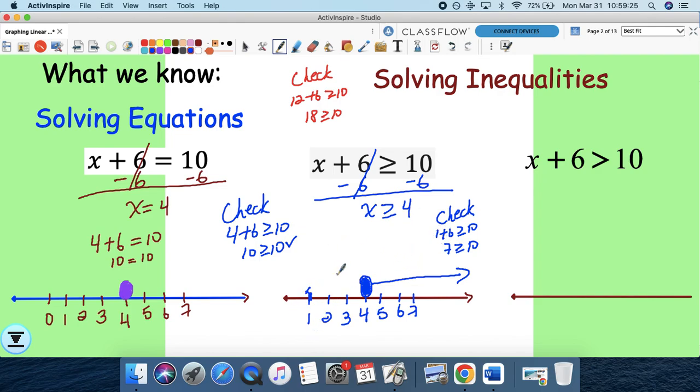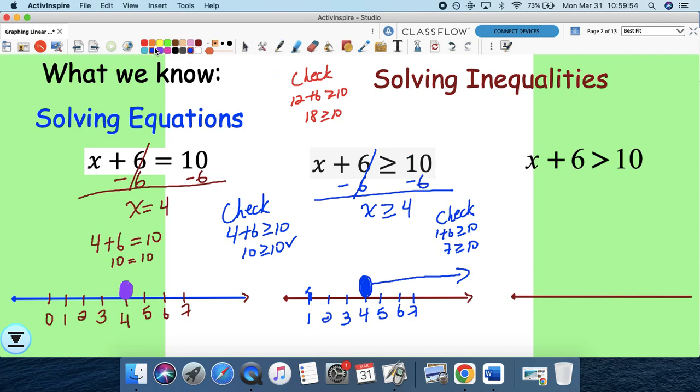So again, the solution to this inequality is 4 and any number to the right of 4. Okay? And that's how it's different than an equation. In an equation, we had only one solution, right? One number that would make that equation true. And in an inequality, we have a range of numbers that would make that inequality true, right? 4, in this case, and any number above it, starting from 4.